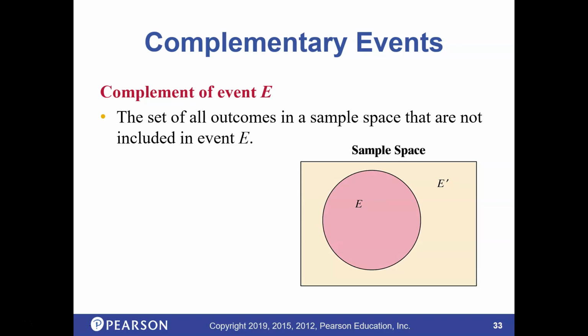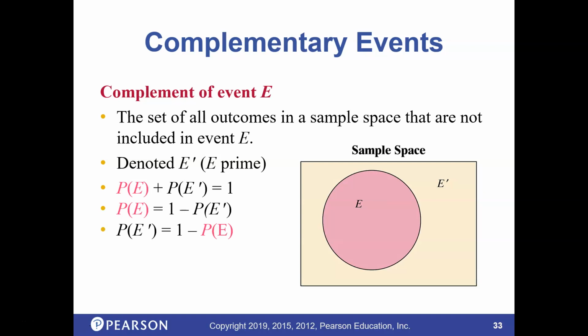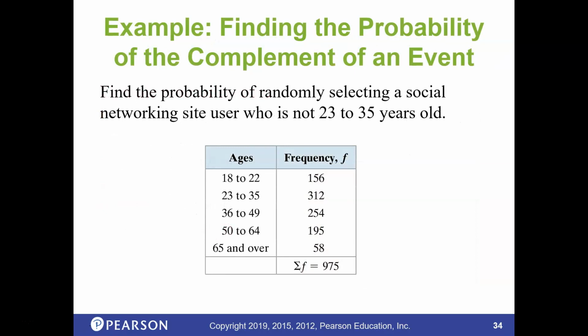You may see this notation, the E with that little tick mark next to it. That is read as E complement. It just means not E. The key about complementary events is that they always have to add up to 1. So if I take 1 minus the probability of E, I get the probability of E complement, or E prime. So they always have to add up to 1, and you can see we have 3 different incarnations of what that relationship might look like. I add them to equal 1, or I subtract one of them from 1 to attain the other.